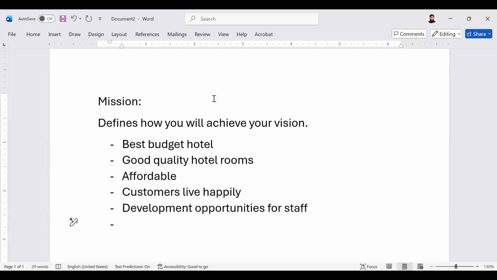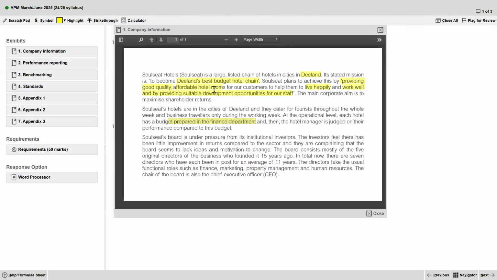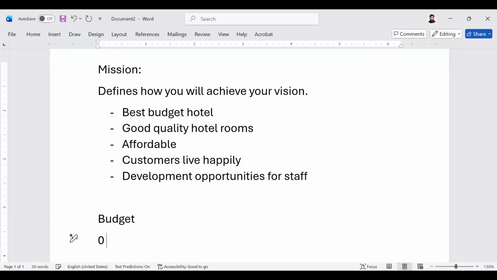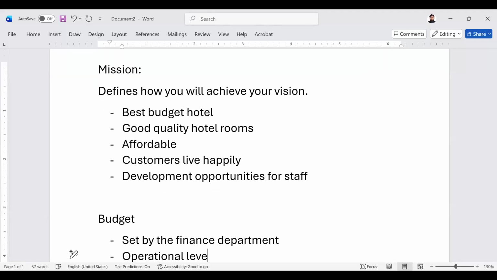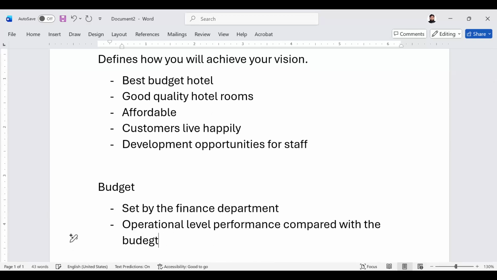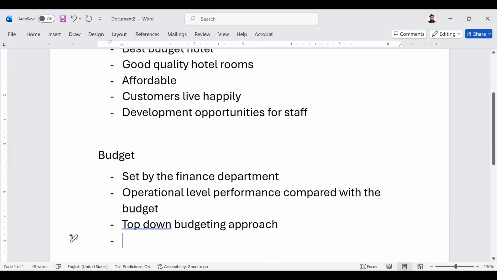And then okay, now with respect to the budget set by the finance department, operational level performance compared with the budget. So technically it's a top-down budgeting approach. It's a top-down budgeting approach.